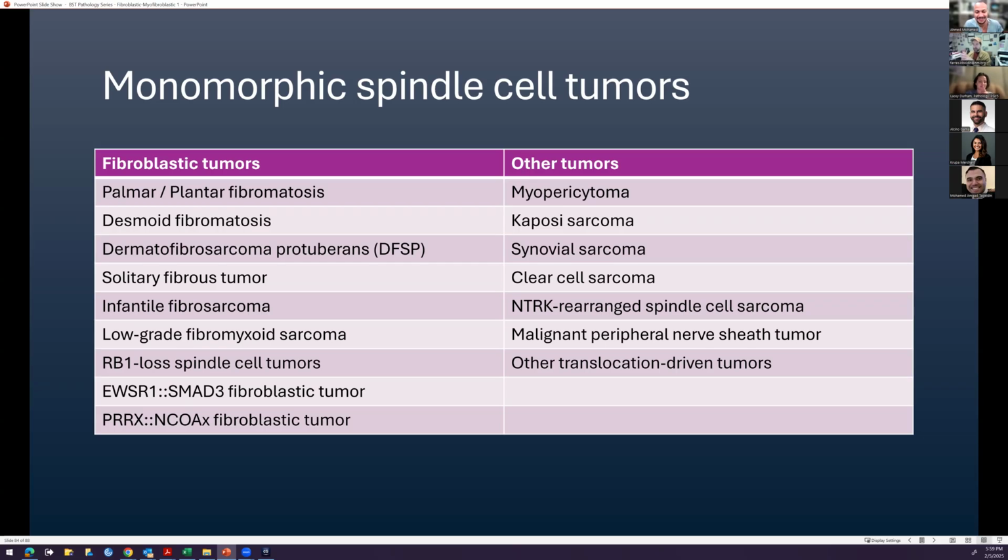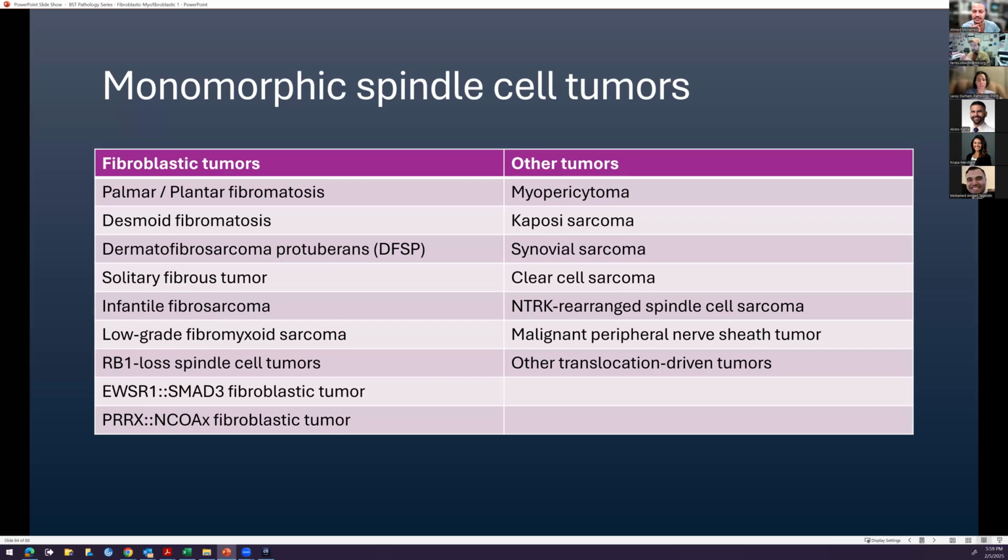So there's a number of random tumors, right? Think about translocation tumors in these realms, but also translocation tumors in other realms, like synovial sarcoma and clear cell sarcoma. These are commonly very monomorphic. Also NTRK-rearranged spindle cell sarcomas. But there are some other tumors that may fall into this as well, like myopericytomas, which can often be quite monomorphic in the pericytic phenotype. Kaposi sarcoma is a vascular tumor that's spindled and has different features, but the spindle cells are quite monomorphic, right? As opposed to angiosarcoma, which generally will have some more significant atypia.